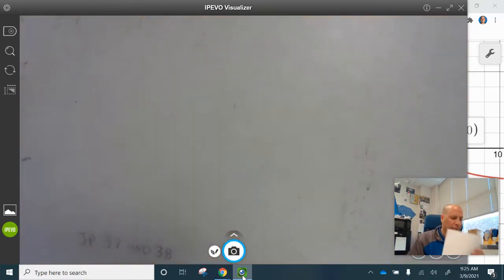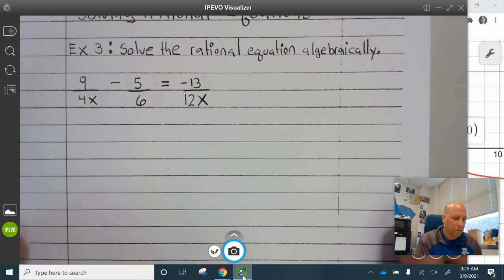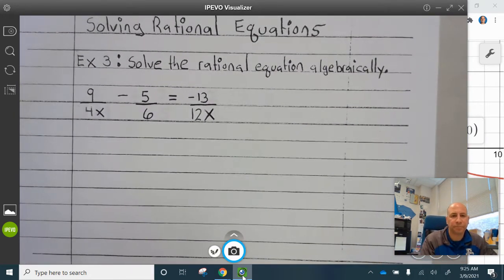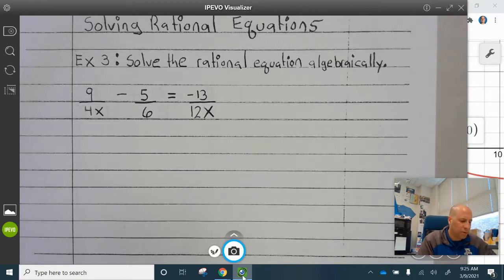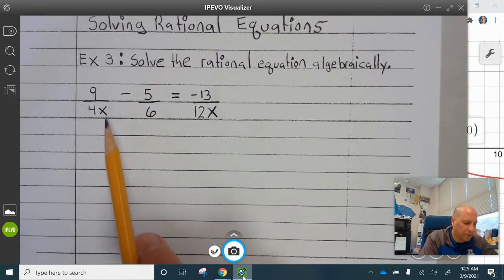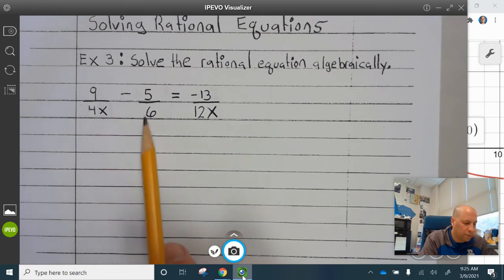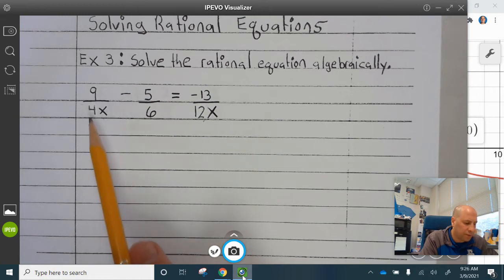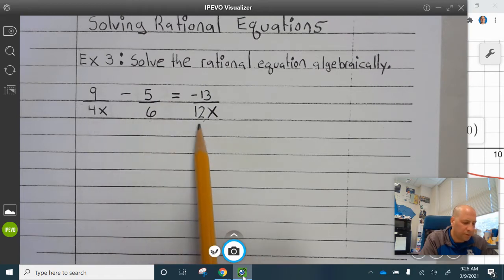All right, example 3. Going to solve the rational equation algebraically. So first off, you need to find the common denominator. So we need to think about what you can do to get the common denominator. Well, you need to think about a number that 4, 6, and 12 can divide into.